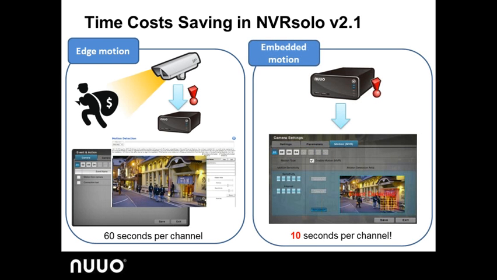For NVR embedded motion, it could help managers save their time on this setting, since it could trigger motion by the NVR itself. You could accomplish all the settings in the NVR and don't need to do camera settings anymore.